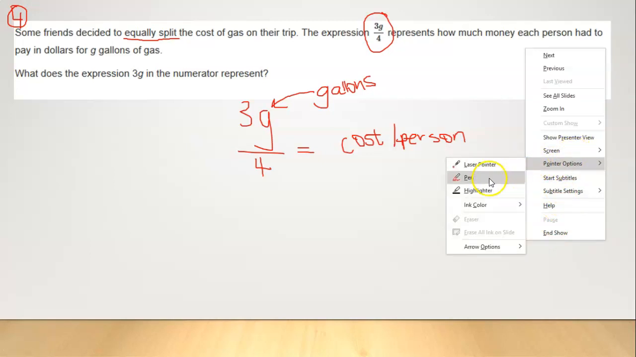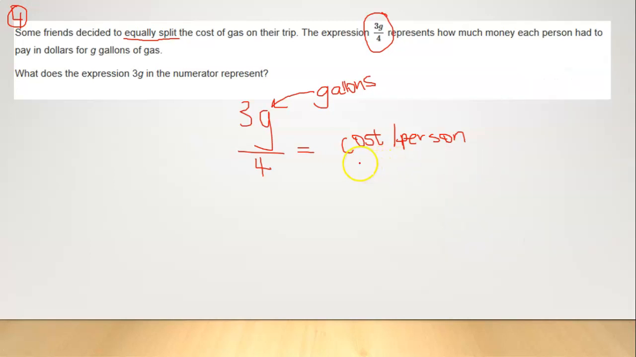Okay, so it pretty much just kind of said the answer out loud. Let me get my pointer back. So this represents the cost per person. So that's it. The cost is on the top, per person. So whenever you have a fraction, just like we were doing in our dimensional analysis, remember inches to feet, things like that, the cost is on top and the number of people is on the bottom.